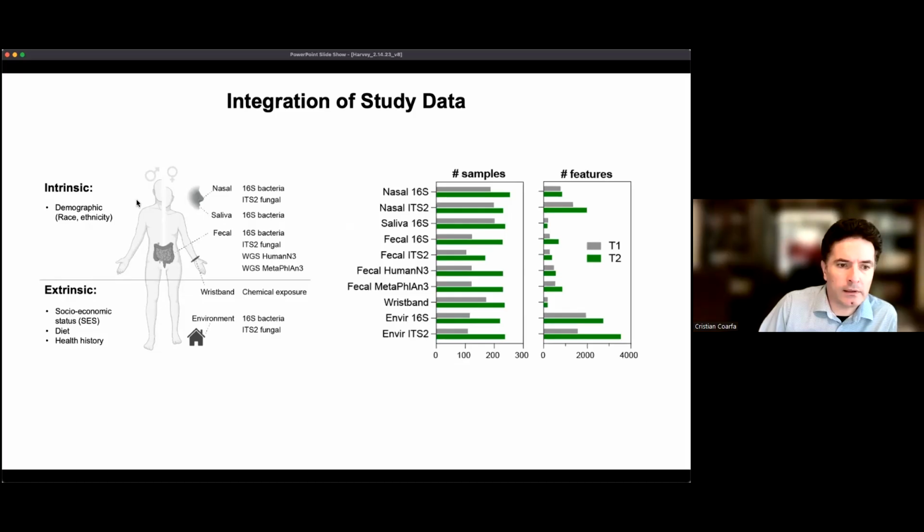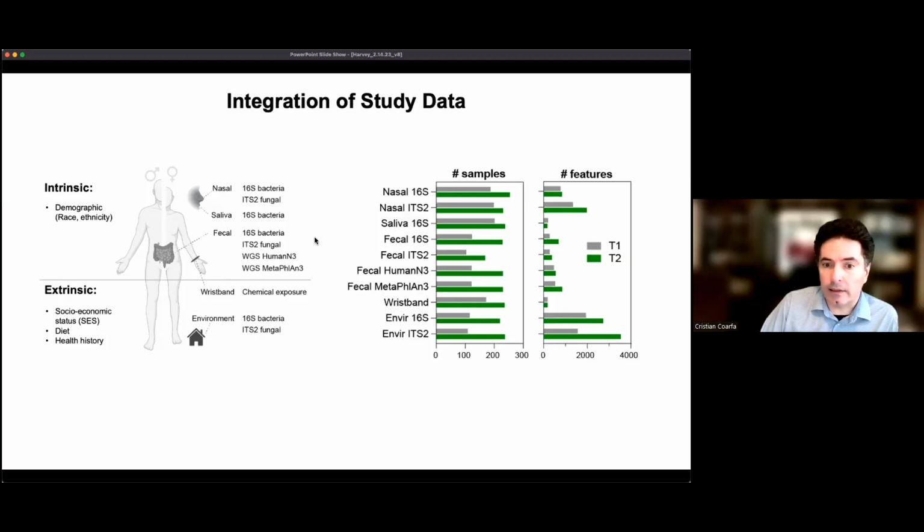So when you put this data together, we appreciated that we are able to assess and quantify both the intrinsic environment, including demographics like race and ethnicity, and you can see the nasal, saliva, and fecal microbiome, as well as the extrinsic environment, which includes socioeconomic status, diet, health history, and includes the home environment measured using 16S bacterial and ITS2 fungal assays, as well as wristband for chemical exposure.